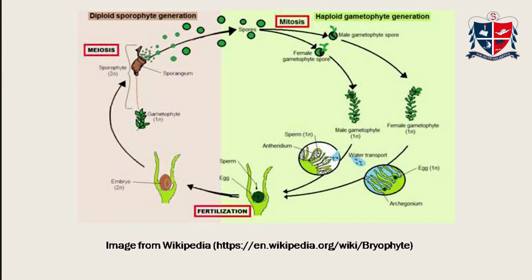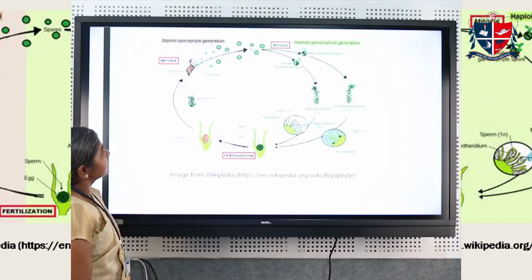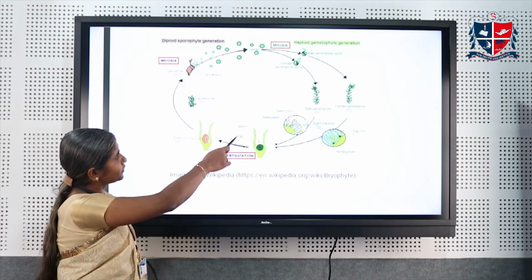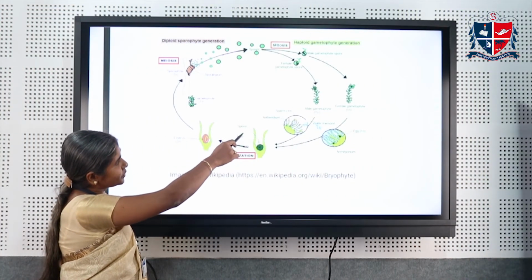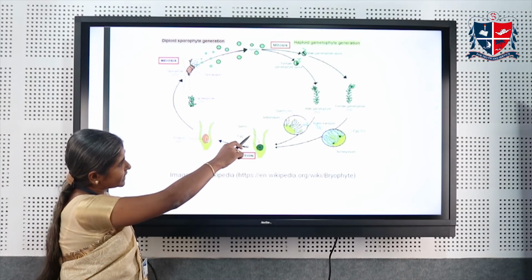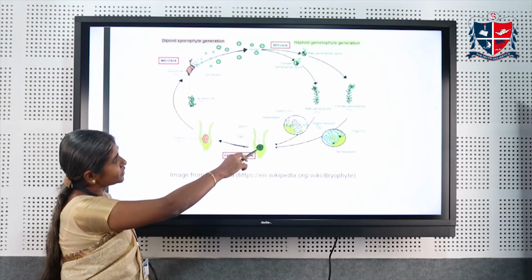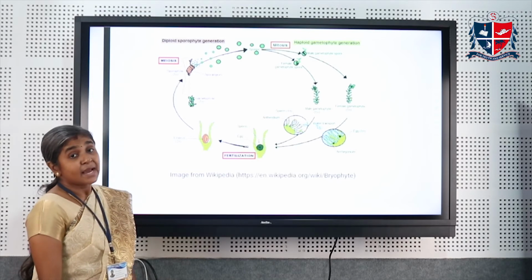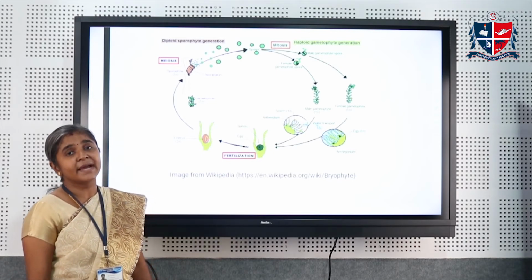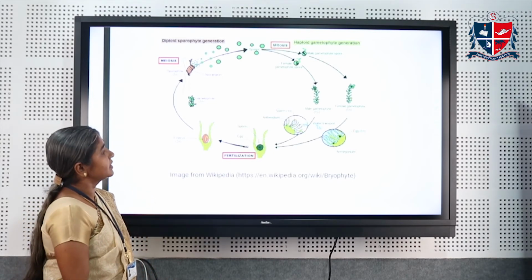Here, this is the life cycle of bryophytes. Here it can be seen the gametophytic generation, which produces the male gametophyte. You can see the male gametophyte and female gametophyte, and there are the antheridia and archegonia respectively.